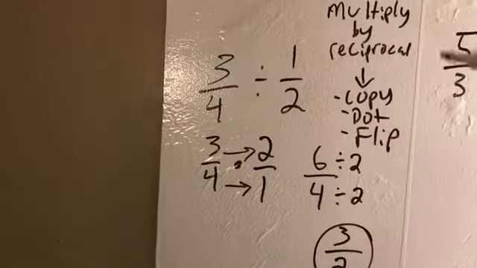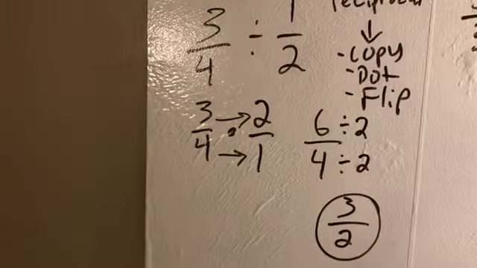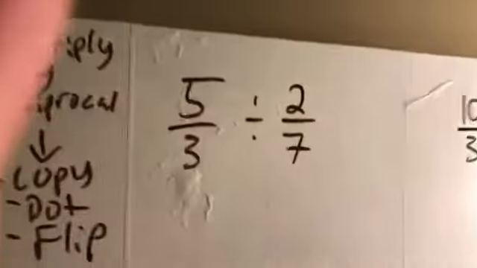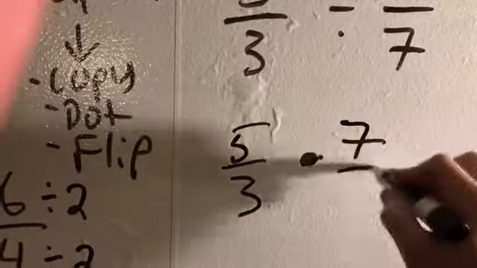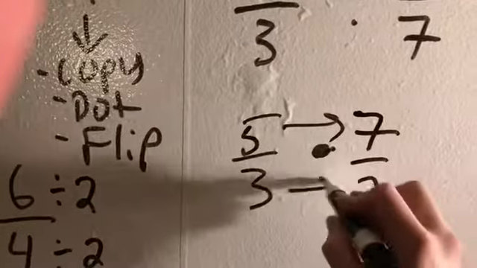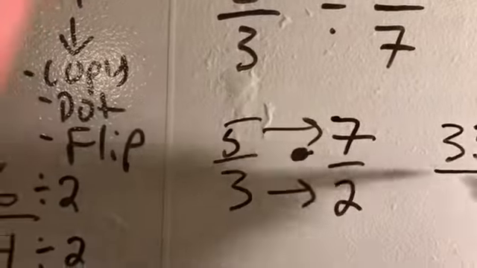All you have to do is make sure you do your copy dot flip, and then it's just like a multiplication problem. So over here, once again, I'm dividing. So I'm going to copy the first fraction, change my division into a multiplication dot, and I will flip my second fraction. And now I can just multiply straight across. 5 times 7 is 35. 3 times 2 is 6.